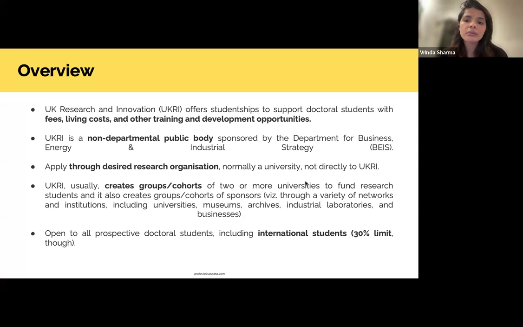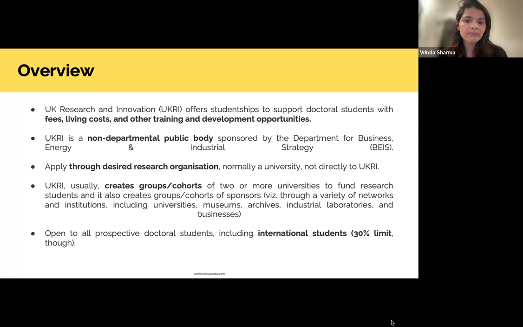Now, it's important to know that you don't apply directly to UKRI for these studentships. So you apply to research organizations. For example, University of Manchester would be a research organization. So even though I'm an MRC-DTP student, I didn't apply to UKRI, I applied to University of Manchester. Because UKRI typically gives money to universities, and then universities have the right to admit students. So it works that way.